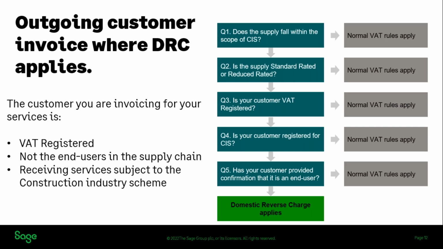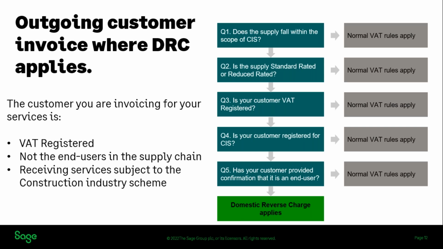So if they are registered for CIS, then we continue on, and we need to then just check, have they provided confirmation that they're an end user? Now, if they are an end user and they're a business and they're registered under CIS, then they should have indicated to you in writing to let you know that they are an end user, okay? If they are an end user, then normal VAT rules would apply, but if they haven't, then domestic reverse charge would apply.